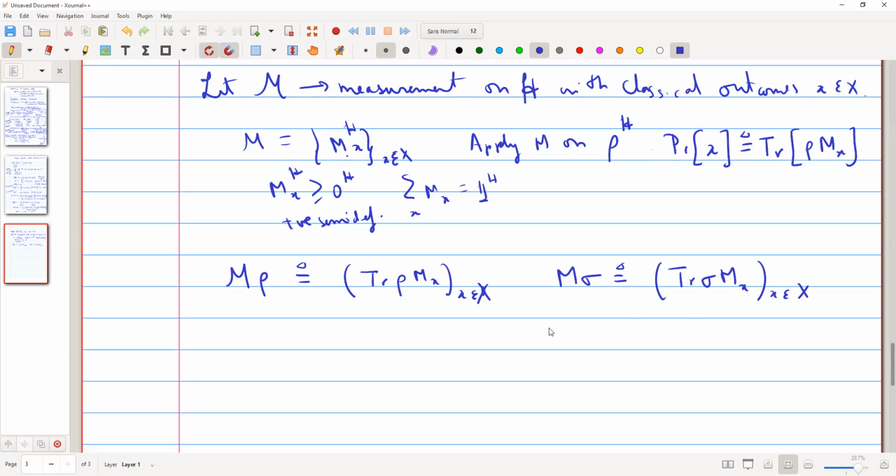So nothing mysterious. This is the probability distribution that I get over the outcomes little x if the measurement M is applied on the state rho. And if the same measurement M is applied on a different state sigma, of course, I get a different probability distribution on the set of outcomes. The set of outcomes will be the same, but the probability vector is different. And this is the problem.